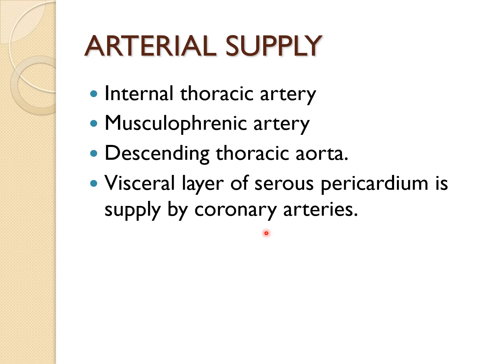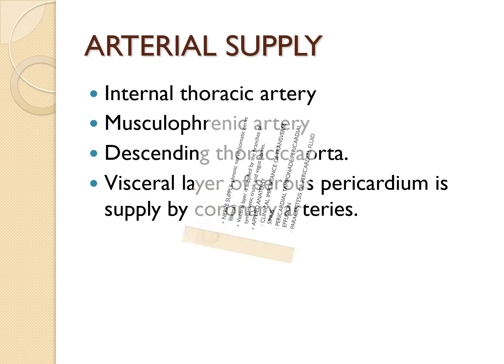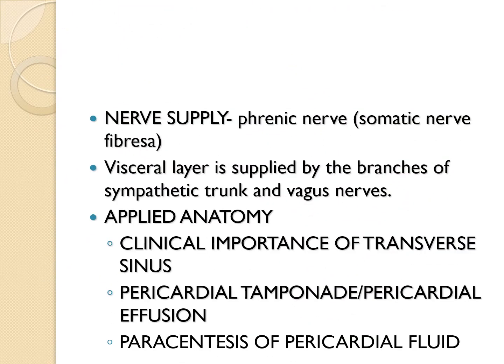Where does the visceral layer drain? Into the coronary sinus. And the parietal and fibrous layers drain into the azygos and internal thoracic veins. So this is the blood supply of the pericardium. For the arterial supply: the internal thoracic artery, musculophrenic artery, descending thoracic aorta, and the visceral layer of the serous pericardium is supplied by the coronary artery. Now the nerve supply.